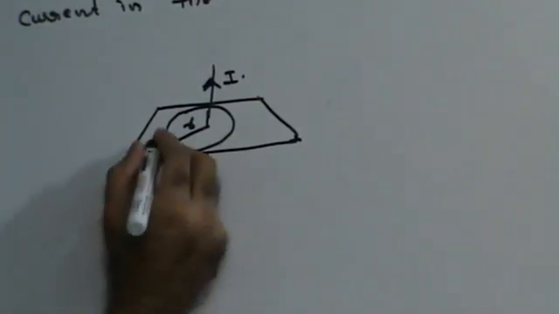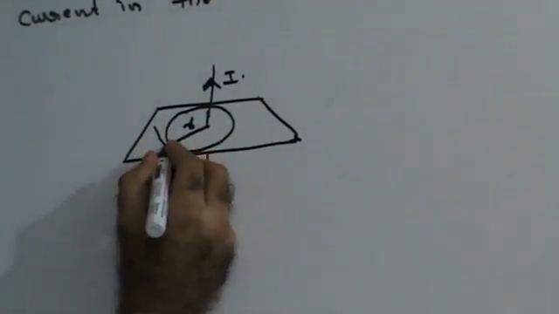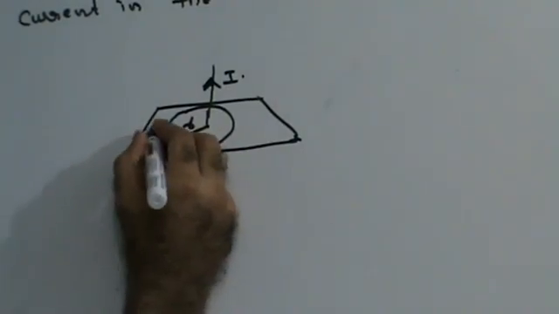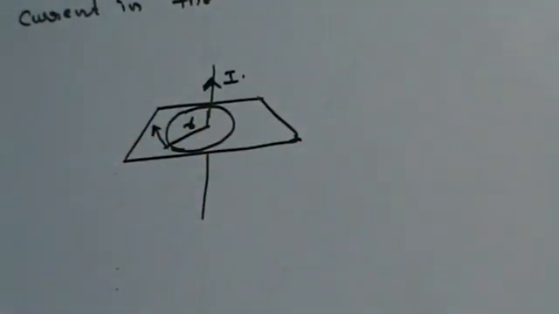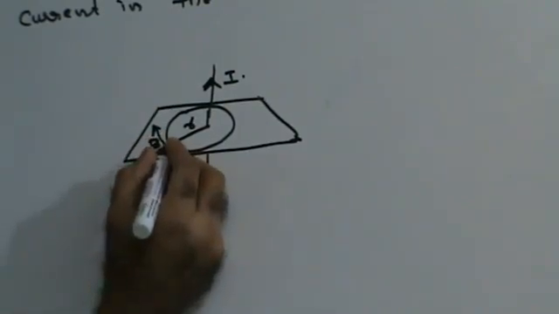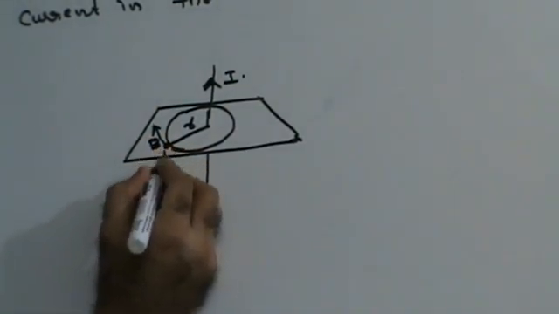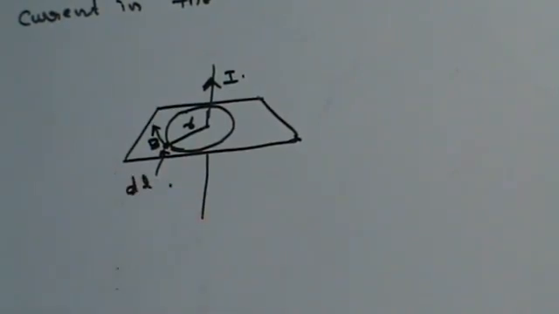Then the magnetic induction will always be in the tangential direction. This is the direction in which the magnetic induction is going to be. If I consider a small element dl here, then the magnetic induction by Biot-Savart's law will be B, and it will be in the tangential direction.